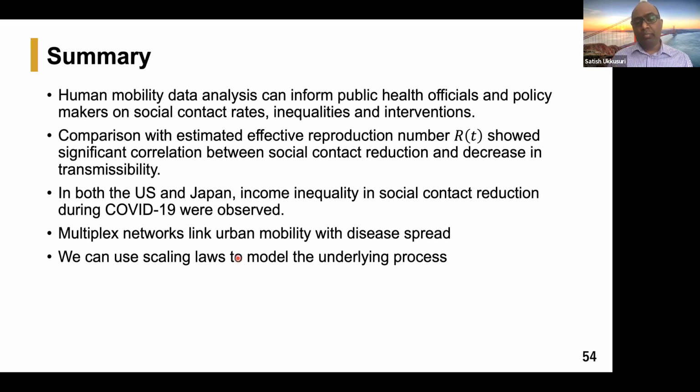We then can build the multiplex networks linking urban mobility with disease spread. We can scale these and observe the scaling properties within these types of networks. So there's, I think, very significant value and potential for developing these kinds of modeling frameworks. I'll stop here. Thank you very much.